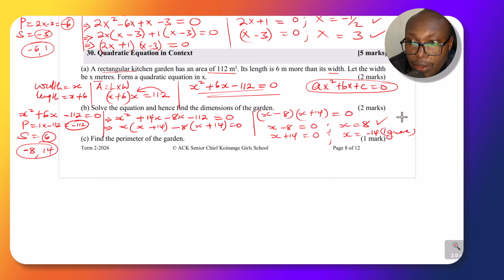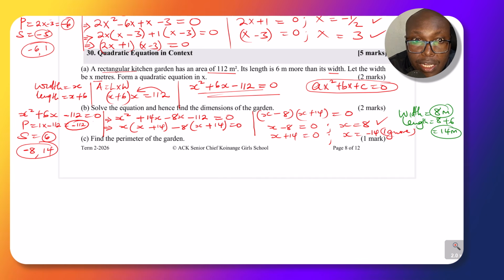Now I'm writing the dimensions. Width is equals to 8 meters. Then the length, remember the length was 6 meters more, so it will be 8 plus 6, so it will be 14 meters. Is it meters or centimeters? Yeah, it is meters. So these are the dimensions, 8 meters and 14 meters.